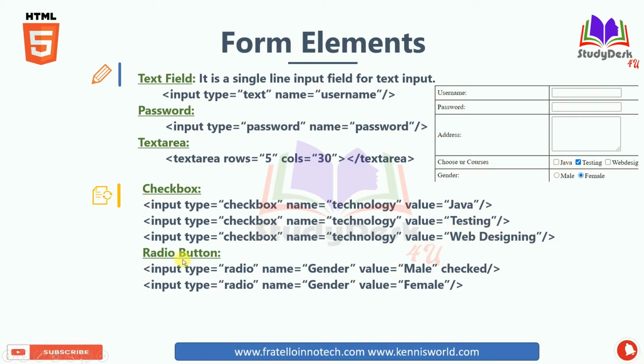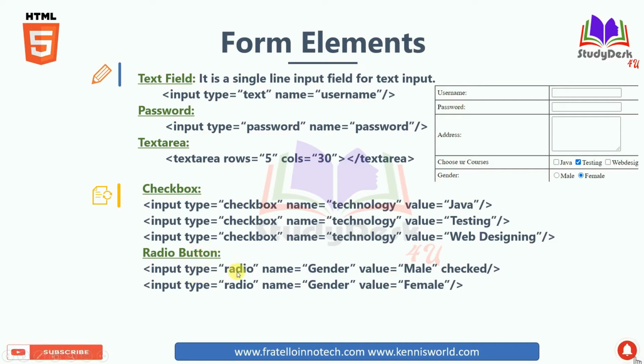And the last one is the radio button. If you want to select one option from multiple options, whereas in checkboxes you can select multiple options, in radio buttons you have to select only one. Examples are selecting a gender or quiz questions. In a quiz, generally you will have four options, and you have to select only one option. For that also we use the radio button.